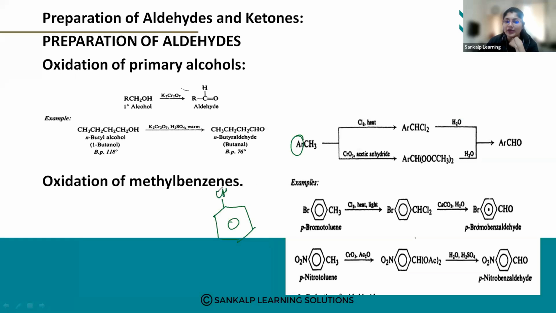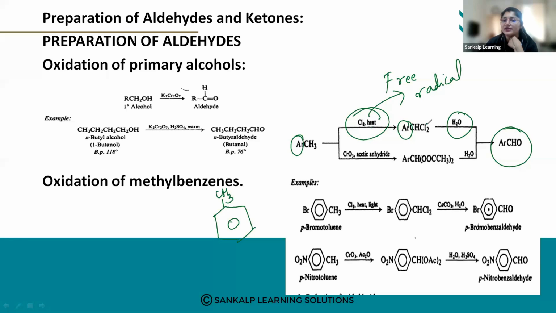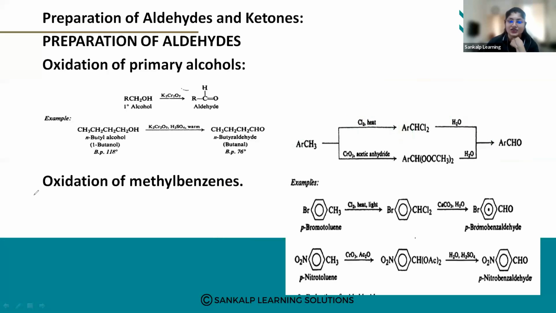So when you have an aromatic compound with a methyl group, this oxidation takes place in the presence of chlorine, Cl2, and heat. It undergoes a free radical mechanism. So what type of reaction is going on? It is a free radical mechanism. It forms ArCHCl2, where Ar is an aromatic ring. Then when you do hydrolysis, CHCl2 is converted to what? Aldehyde. So here we are doing the oxidation.